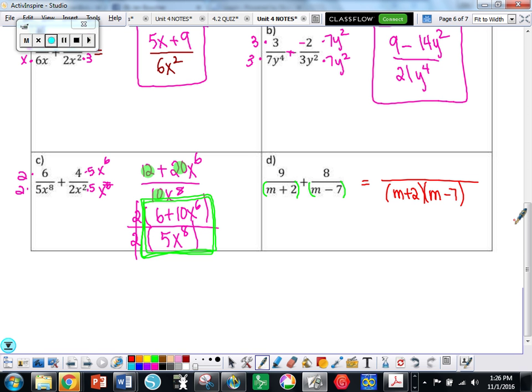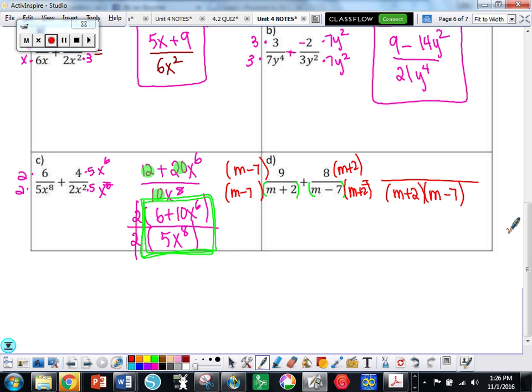So just watch for a minute. On this first one, it has the m plus 2. It needs the m minus 7. Hold on. On this group, it has the m minus 7. It needs the m plus 2. So that is how I'm going to adjust my fractions. So this is the common denominator.